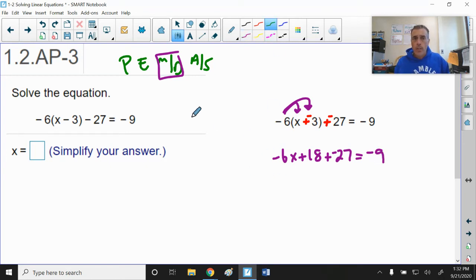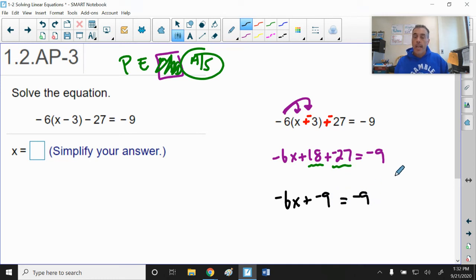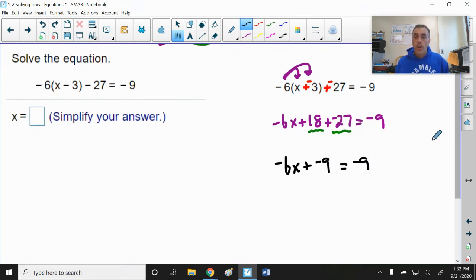I don't see any other multiplication, so now I'm going to work on my addition subtraction, and I'm looking for like terms. This is a constant 18. There's no variables by it. This is a constant -27. So my -6x plus 18 plus -27 is a -9 equals -9. And what I have now is all of my like terms combined. The left side is in simplest form.